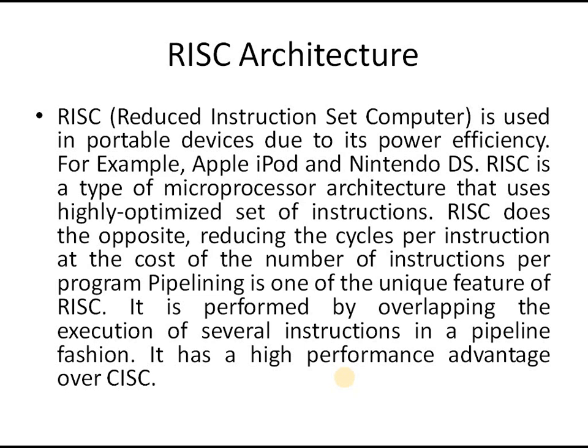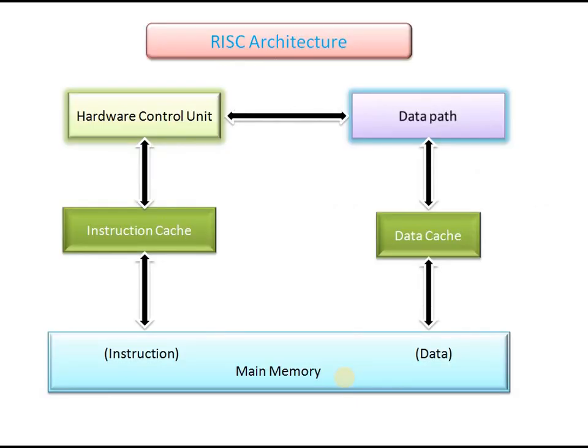Pipelining is one of the unique features of RISC. It is performed by overlapping the execution of several instructions in a pipelining fashion. It has a high performance advantage over CISC. This is the architecture: hardware control, memory, instruction cache, the data cache, and data path.